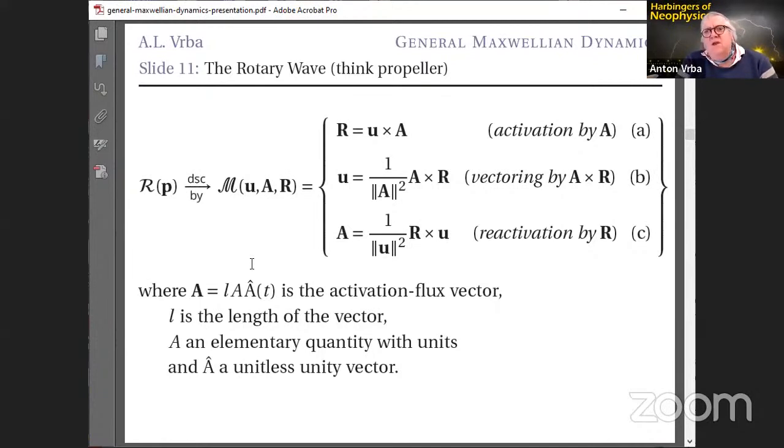I've basically used these symbols A and R, because in my opinion these would be the real magnetic and electric, not fields, or rather activations. But let's just keep it at A and R at the moment.